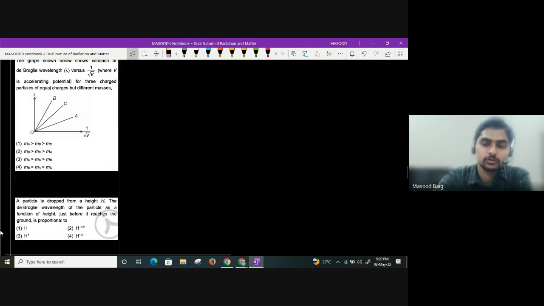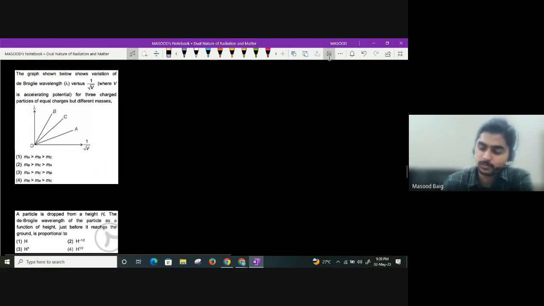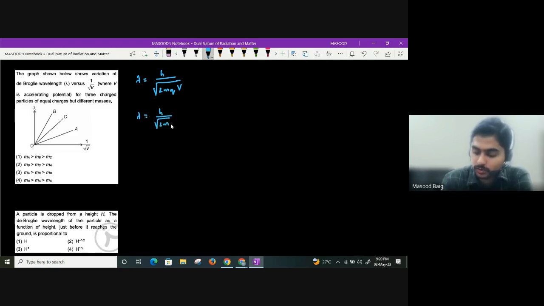They are saying the graph below shows variation of de Broglie wavelength for three charged particles of equal charges but different masses. Okay. So what we can write is lambda value as h by root over 2mqV. Yes or no? For same charges, guys. Or in general, can I write it something like this? Wavelength value will be h by root over 2mq into 1 by root V. Can I write or not?